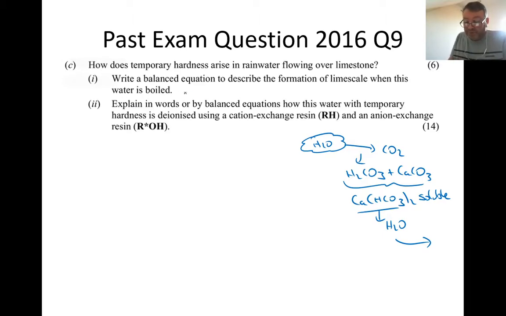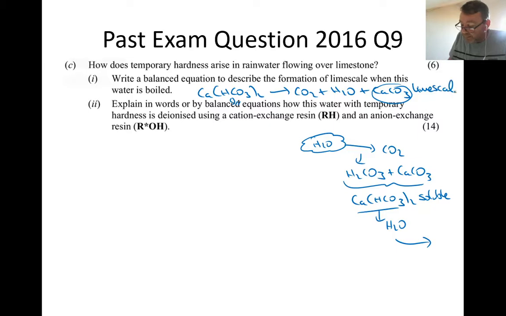Part 1. Write a balanced equation to describe the formation of lime scale when this water is boiled. Now when you boil water, you undo the natural process. So the calcium hydrogen carbonate, the Ca(HCO3)2, when that's heated, it simply decomposes into the carbon dioxide, the water, and the calcium carbonate that came from the limestone region. And this is what we call lime scale.